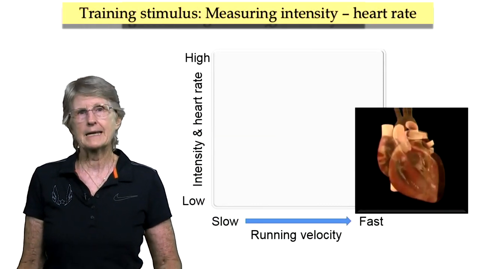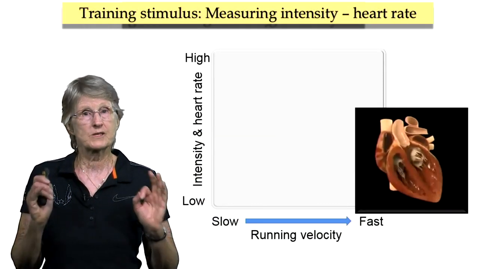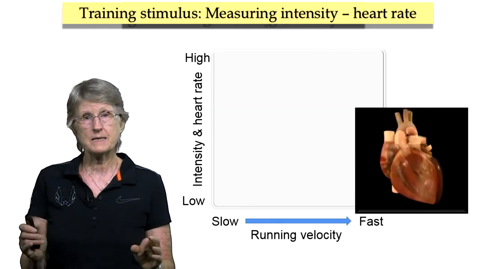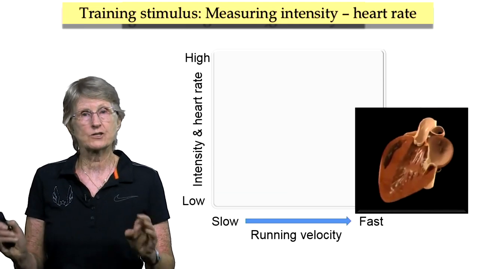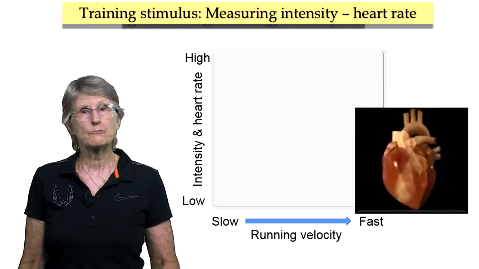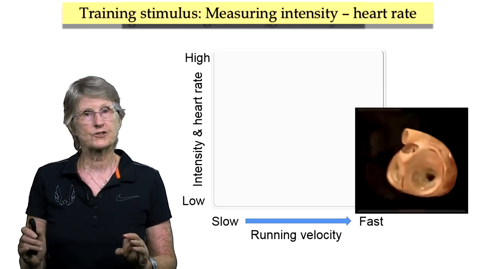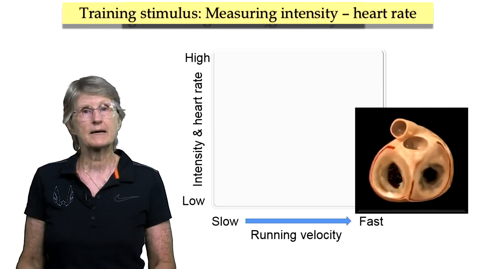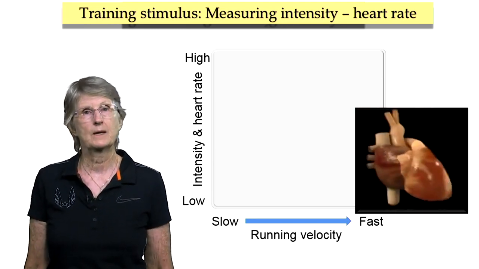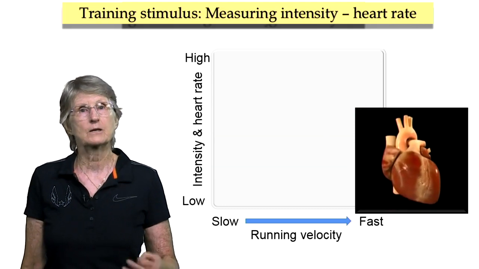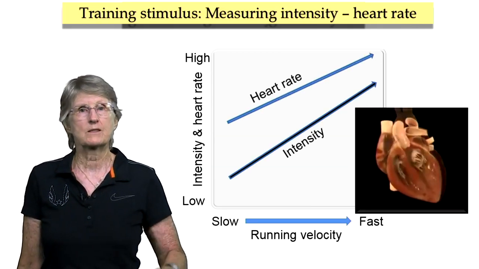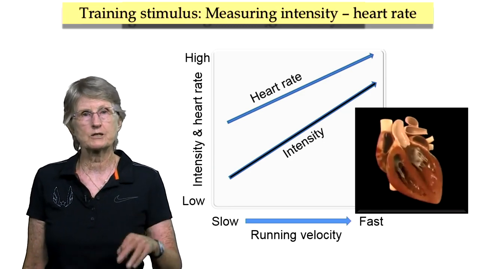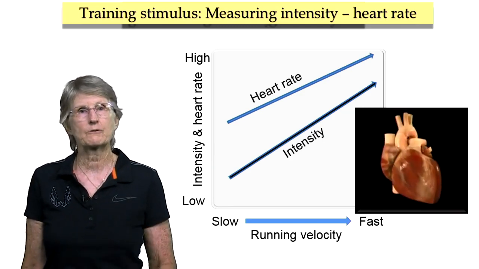Monitoring the heart rate gauges intensity of the workout because how fast the heart is beating reflects the body's response to the energy demands of the workout. Heart rate indicates the level of oxygen and nutrients demanded by the muscles for energy. The heart must beat faster to meet a higher demand. And for this reason, there is a very close correlation between intensity and heart rate.